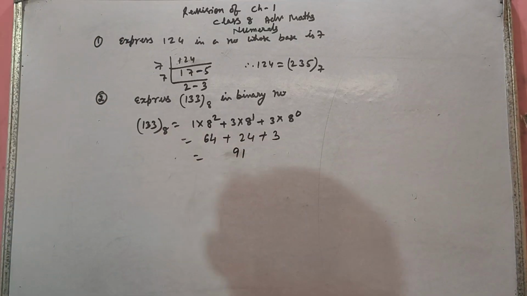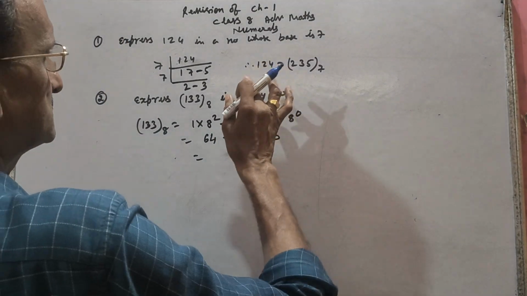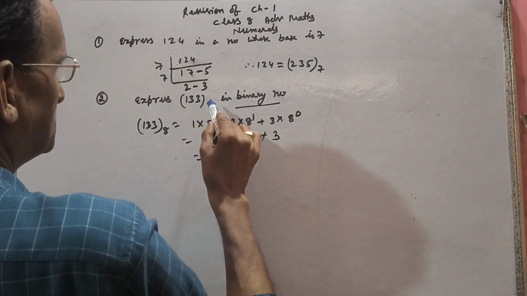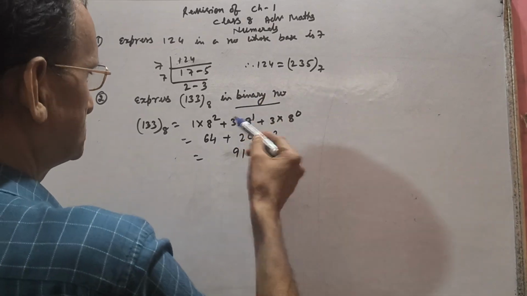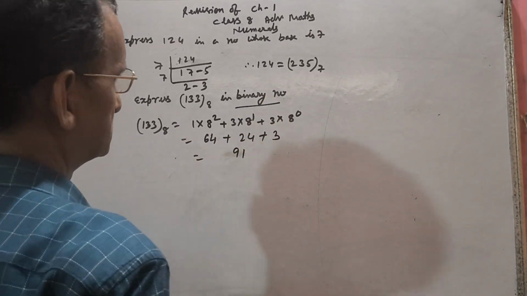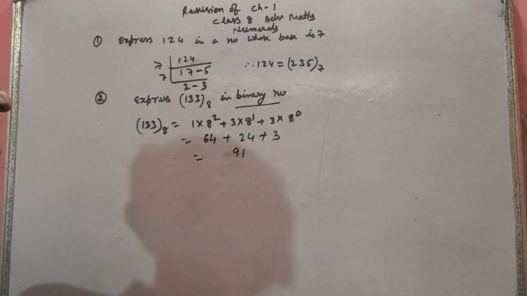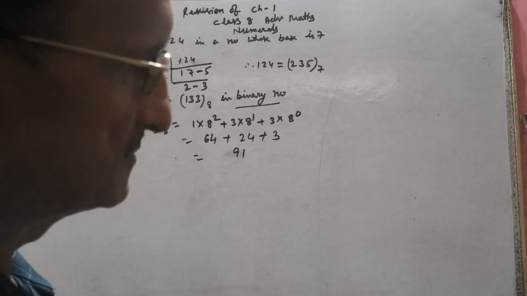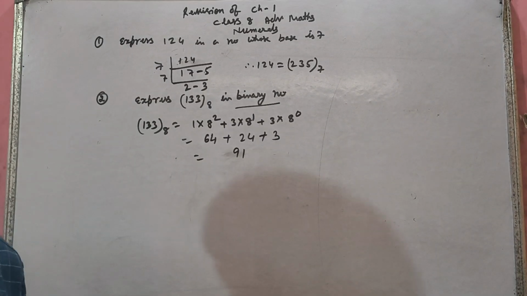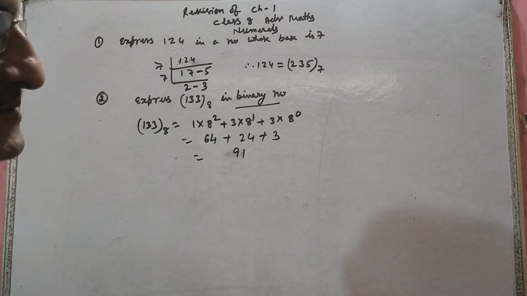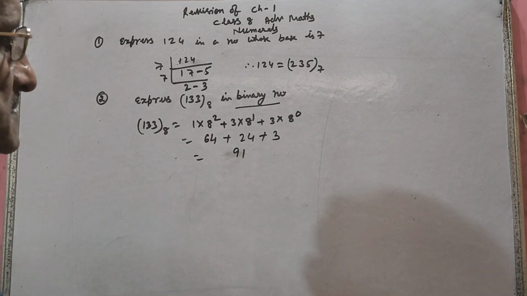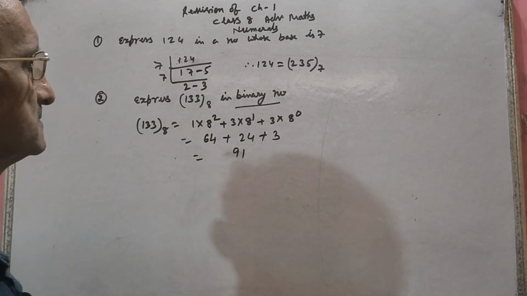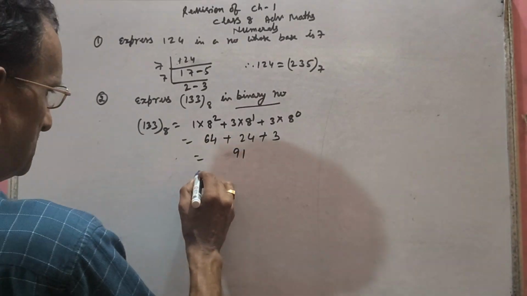Now we will express this in the binary number. From any other base, if you need to express in another base, first you go to the decimal system, base 10. Then we go to the other base. Keep in mind this type of sum is not given in the book, but sometimes a concept-based question might come. So now in binary.